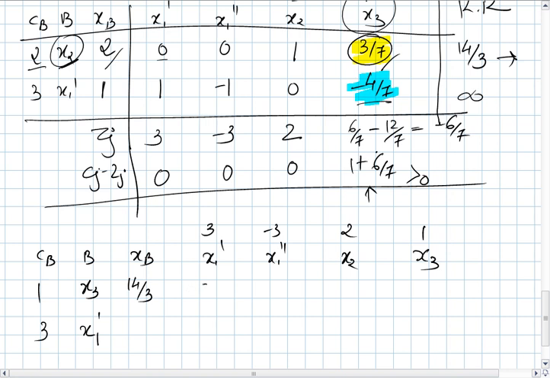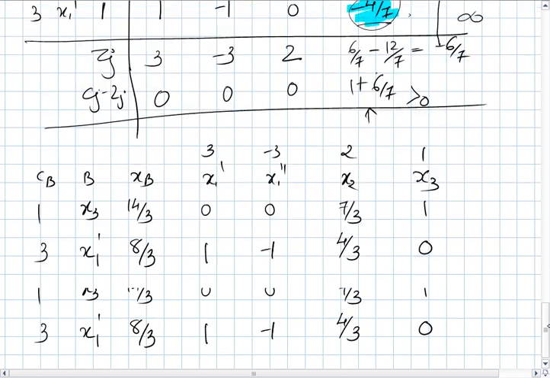Here 0 by anything is 0, 0 by anything is 0. 1 by 3 by 7 is 7 by 3, and 3 by 7 by 3 by 7 is 1. Now to make these entries 0, we have to multiply this row by 4 by 7 and add it in this row. So by doing that, we are having values here 8 by 3, here it is 1, here it is minus 1, here it is 4 by 3, and here it is 0.